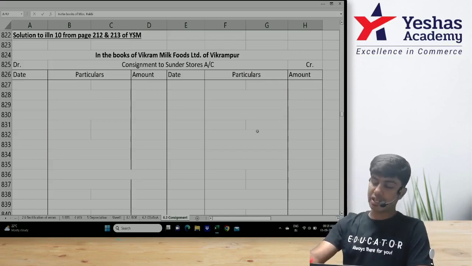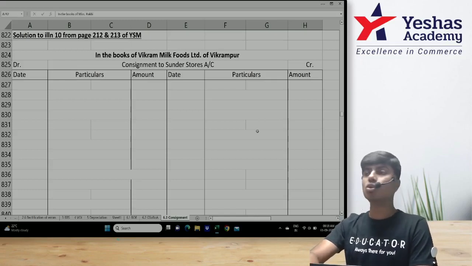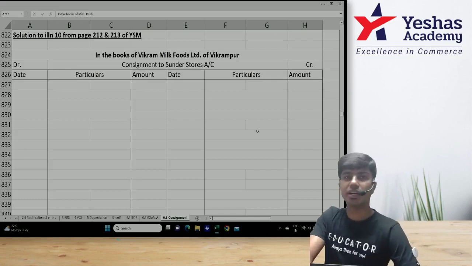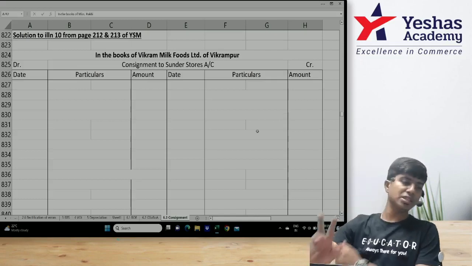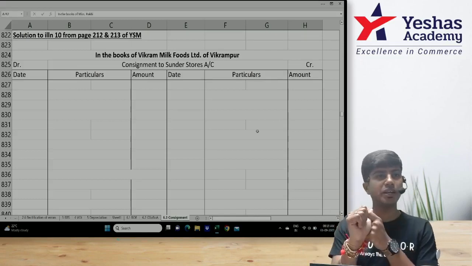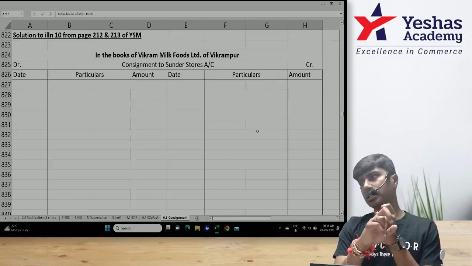Overriding commission is paid by the consignor to the consignee, for what? For the sale made at the higher price. It is paid only on the surplus. Surplus is actual selling price minus expected selling price.